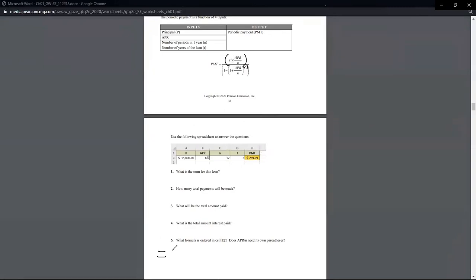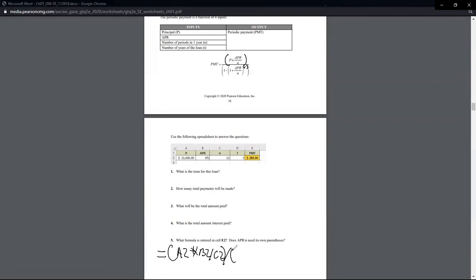So you go equals, open a parentheses, that's the black one I made. Then the principal is this cell right here, which is the 15,000, but the cell is A2. So cell A2 times. Then we're supposed to take the APR, which is in cell B2, so B2, then divide it by the N, which is in cell C2.